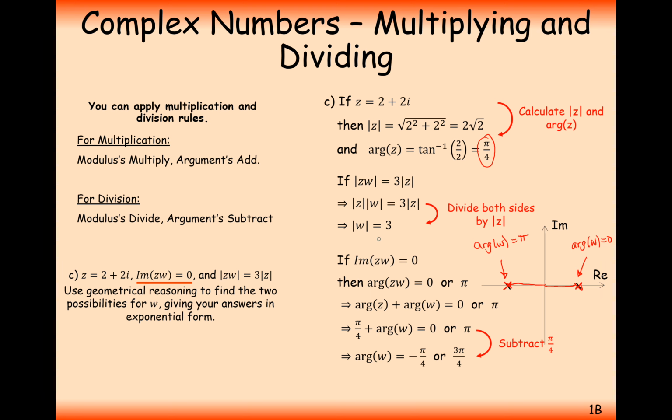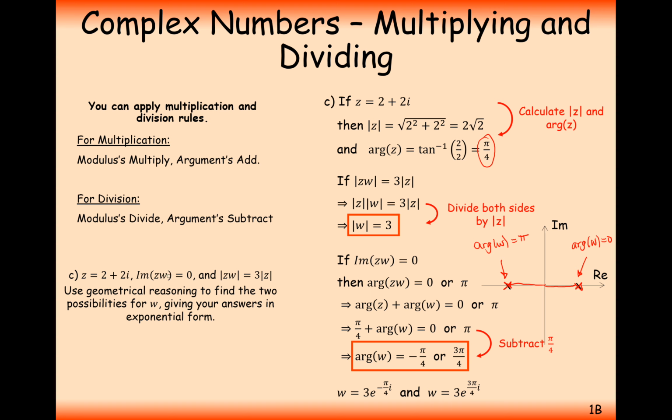So we know from this complex number w that the modulus of it is 3, and the argument of it is either minus pi by 4 or 3 pi by 4. So putting those two things together, we get the complex numbers for w: w equals 3e to the minus pi by 4 i, and w equals 3e to the 3 pi by 4 i. So yeah, we've done that in exponential form. We've worked out its modulus, we've worked out its arguments, and then just put it in exponential form.